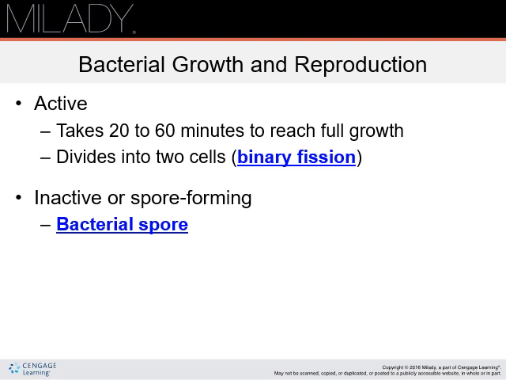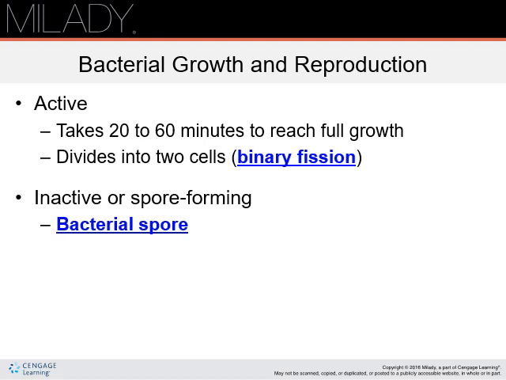Bacterial growth and reproduction. The life cycle of bacteria consists of two distinct phases, the active stage and the inactive or spore-forming stage. Active is the stage where the bacteria is capable of forming a spore to protect itself so as to withstand an environment incompatible with its existence. During the active stage, bacteria thrive in a warm, moist, dark, and dirty environment. It only takes about 20 to 60 minutes for bacteria to reach full growth. They then divide into two cells through a method called binary fission, and the new cells are called daughter cells.